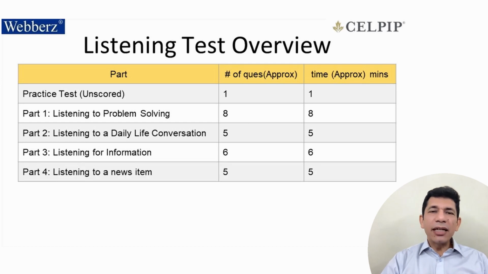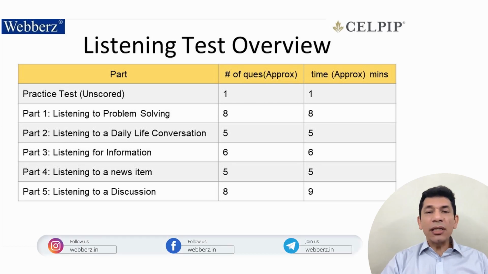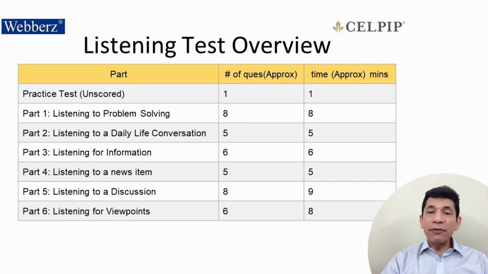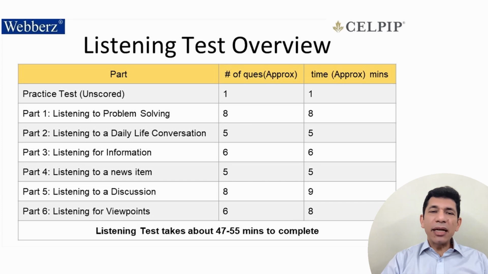Part 4, listening to a news item, 5 questions in 5 minutes. Part 5, listening to discussion, 8 questions in 9 minutes. And part 6, listening for viewpoints, 6 questions in 8 minutes. The total time listening takes is about 47 to 55 minutes to complete. The kind of questions that we're going to see there.